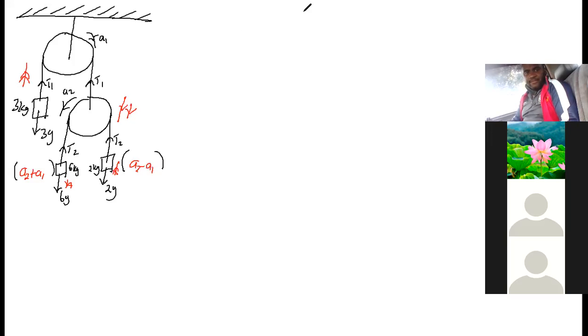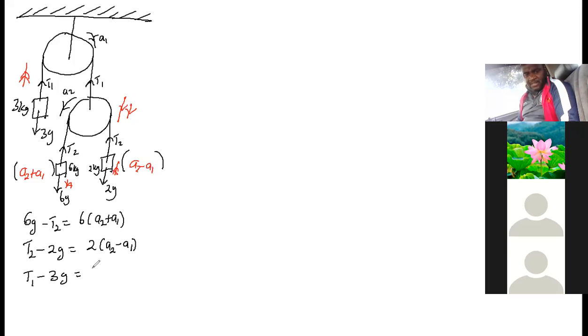So with that, let us now try to solve and design the equations. So we shall have 6G minus T2 is equal to 6 of A2 plus A1. Mawanda class just disappeared when I asked him for the answer. Then T2 overcomes 2G to give us 2 of A2 minus A1. Then the 3 kg, T1 is taking it up, minus 3G is equal to 3A1.